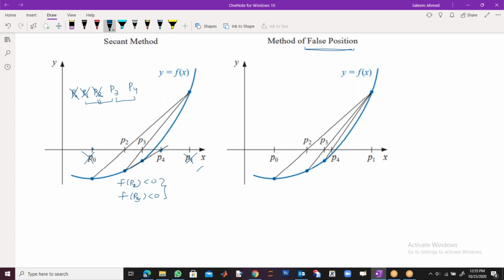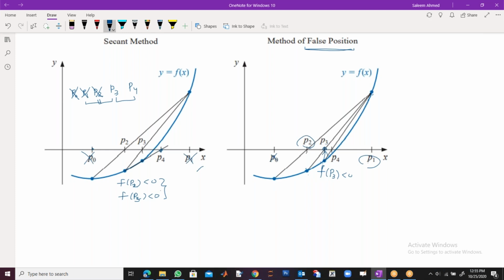From P0, P1, I got P2. P1, P2 give me P3, and from P3 both are negative. P2 and P3 both are negative. So we do not drop this P2. What we do is we consider one from here. You see, from P1 and P2 I got P3. So P3 is negative because f of P3 is negative.